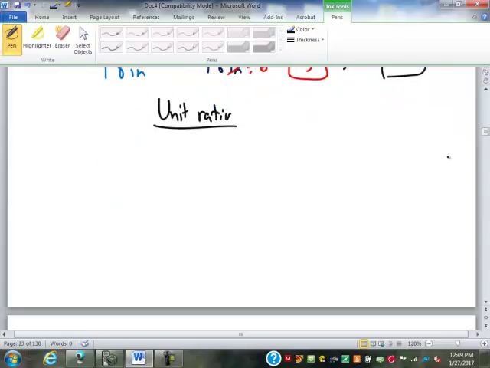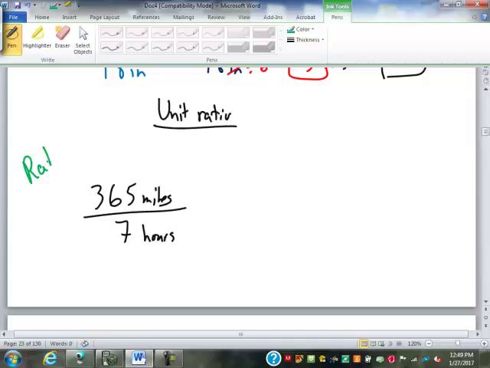What if we're comparing 2 numbers that we cannot make have the same units? For example, let's say we're going to send Tate on a road trip. We're going to send him 365 miles in 7 hours. So, we cannot make miles into hours. We cannot make hours into miles. There's no way we can make these the same units. So this is not a ratio.